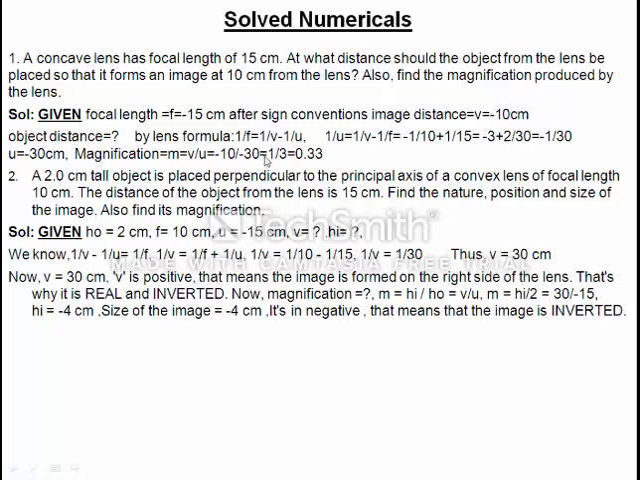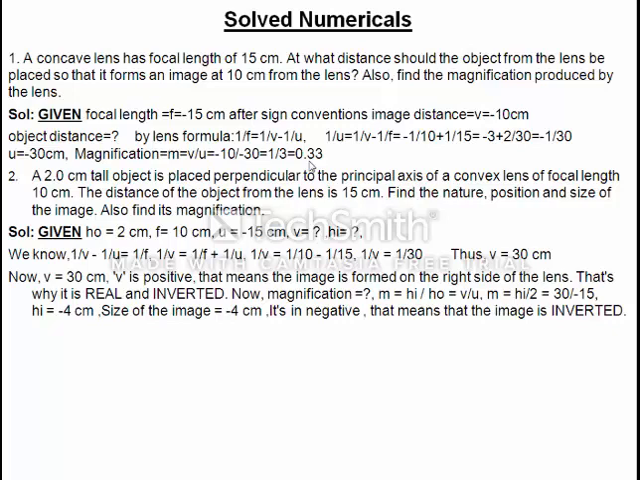Object distance has been asked, so we have to find that u is equal to how much? Minus 30 centimeter. And what is the magnification? We know magnification m is equal to v upon u, and v is minus 10, and u is minus 30, that is 1 by 3, that is 0.33. It means that the magnification is less than 1. Since magnification is positive, m is equal to plus 0.33.